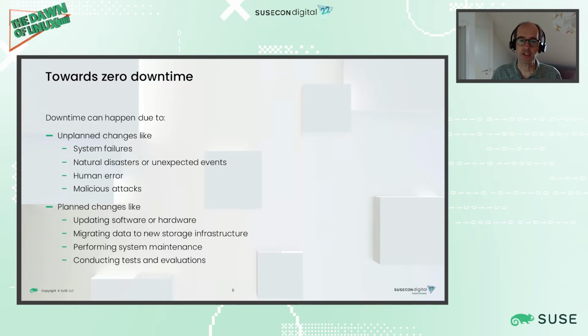But besides those unplanned changes, there are also planned changes. It might be updating software or updating hardware, either a piece of it or the complete hardware. It might be migrating data to a new storage infrastructure, performing system maintenance, patching, just some configuration changes, or doing some tests and evaluations on your system. All that can result in a downtime, which will result in your service not being available and your customers, the users of that service, not being happy because they can't work, they can't play, or whatever they're using your service for.